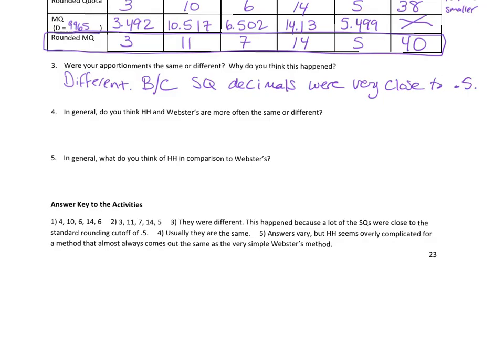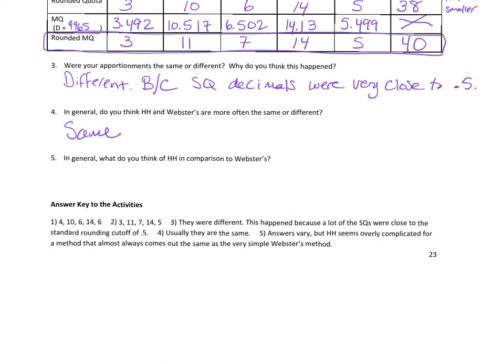In general, Huntington Hill and Webster's are more often the same, right? It just so happens this was a very contrived example to make them different, where I tried to make it so that the decimals were very close to 0.5. But typically, they're not, which means that if your decimal was 0.2, you'd round down either way, because the geometric mean is typically close to 0.5.